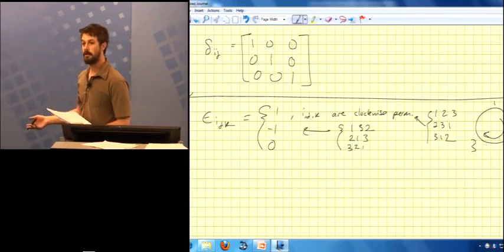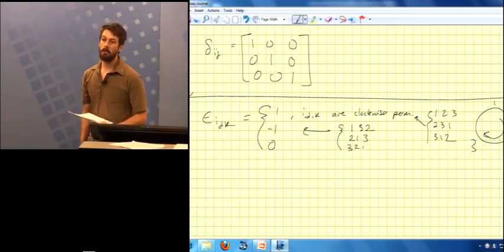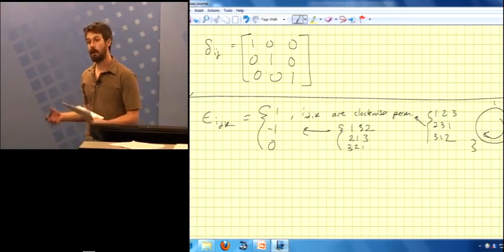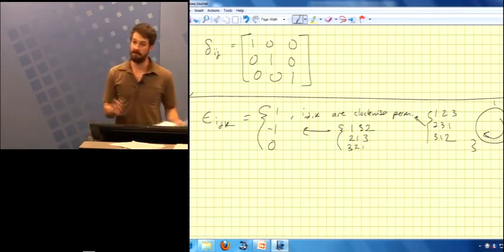So if we have 1, 1, 3, that's equal to 0. 2, 2, 1, that's equal to 0 always. So any other case, this is equal to 0.